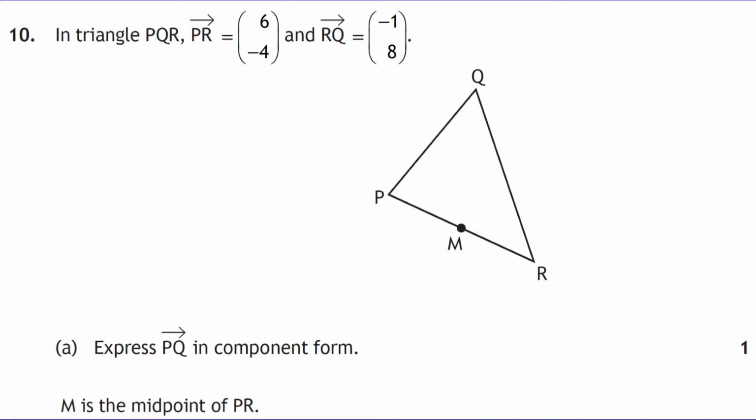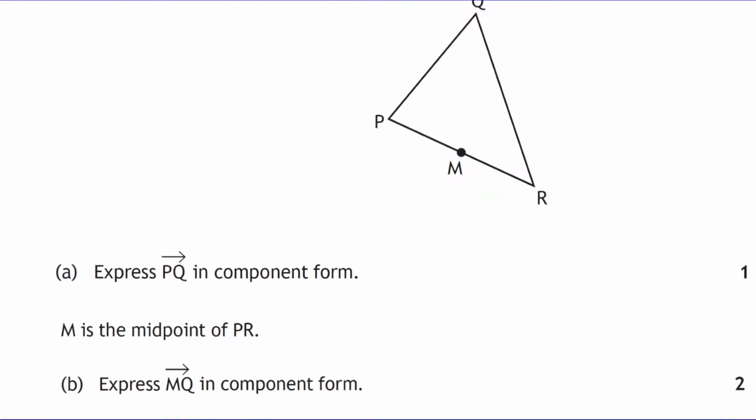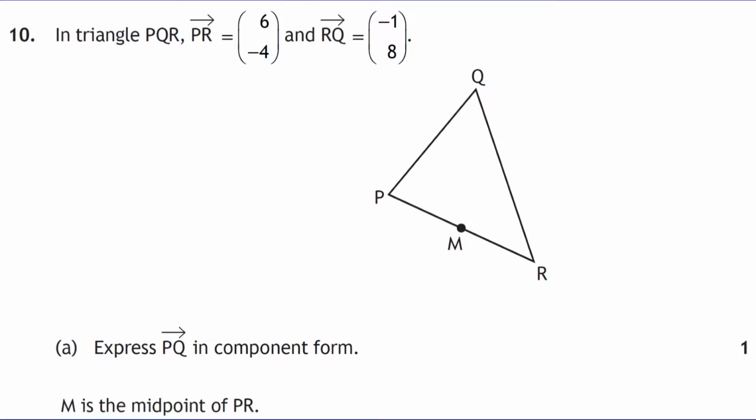Let's look at the next question. Okay, we've got a little vectors question. Express PQ in component form. So PQ is this line here. We've got PR plus RQ. So it's wanting us to look at a vector path here. To get from P to Q, using what we know, we've got to go from P to R, then R to Q. So we're going from P to R, so PR plus R to Q.